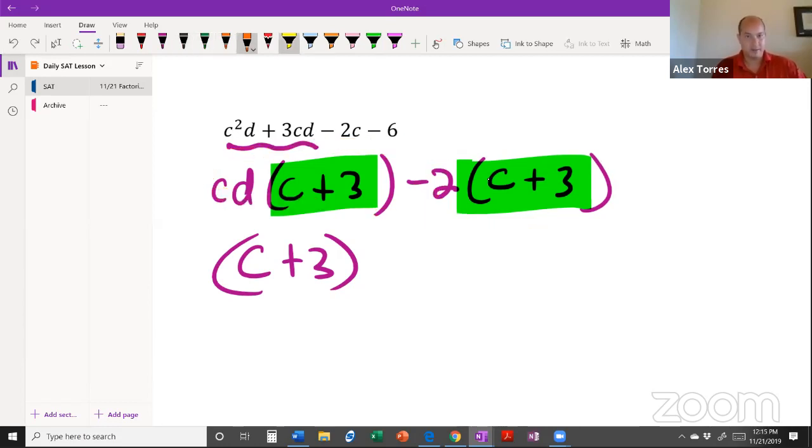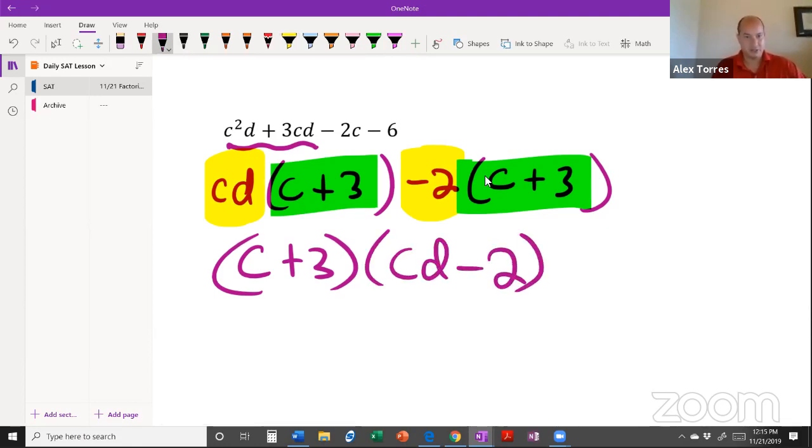So when you factor that out, what does it leave you with? CD minus 2. And so we've officially taken this and factored it. Now, if you're a beginner at factoring, you want to be an expert at foiling, because you don't need the question to tell you if you got it right. You can just FOIL it back out.